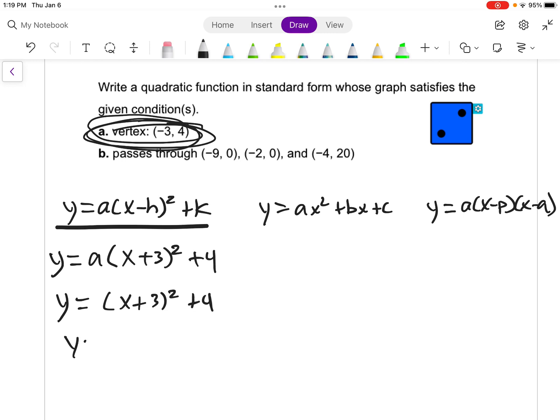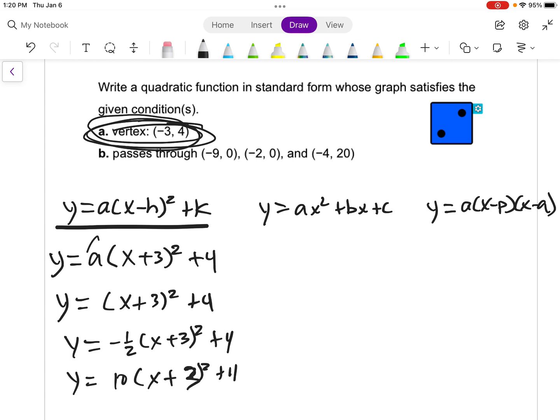Or I could put y equals -1/2 times x plus 3 squared plus 4. Those both have a vertex in the same spot. Or I could put y equals 10 times x plus 3 squared plus 4. I can really put anything I want in for a because it doesn't give me any detail there. It doesn't give me any other information that would allow me to find a specific quadratic function. So there's a lot of answers for that part A.